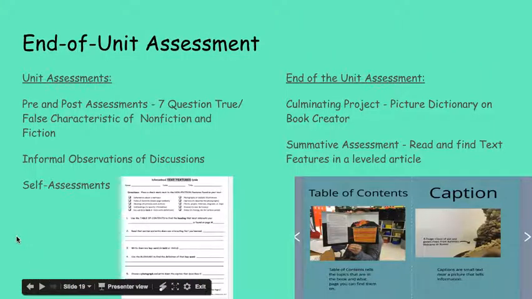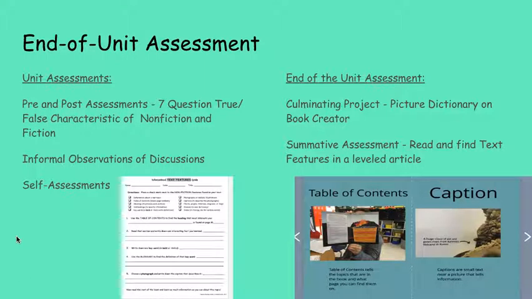So as you can see, we kind of have been talking about that word assessment, and I wanted to just go over all of the assessments that we've used throughout this unit. So throughout the unit, we've had pre and post assessments. We've had the 7-question true or false characteristics of nonfiction and fiction that was used all the way back in lesson 1. And then we have informal observations of discussions throughout. I think every lesson had that.